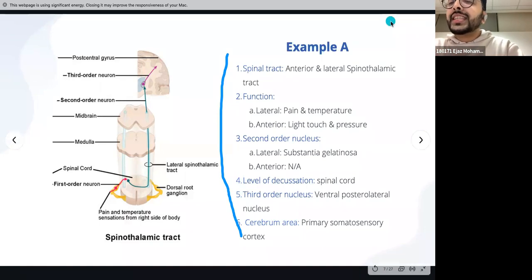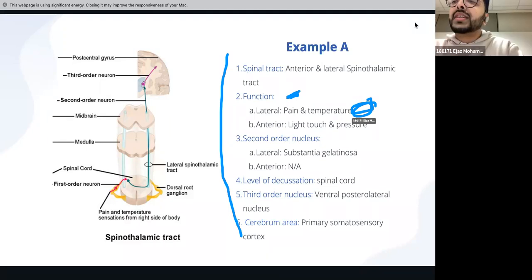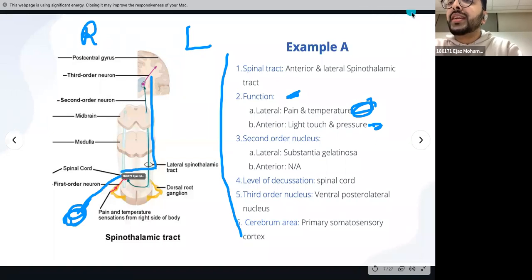Okay. So this is just an example, okay? So you have a spinothalamic tract. Basically you have to know the function of the spinothalamic tract. It's responsible for pain and temperature and light touch and pressure. So basically it's the pain coming. Let's label this side as the right side, this side as the left side, okay? So you feel some pain or some sensation on your right side, on your right hand, for example. Then it comes into your spinal cord, and then this nerve crosses to the left side and then goes to your brain. It crosses at the level of the spinal cord.